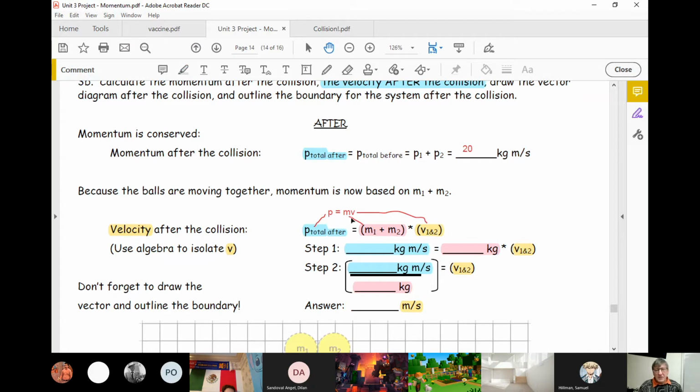Okay, so P equals mv, but we're looking at the momentum after, which we know already is 20, because it's the same as the momentum before, because momentum was conserved. So anytime it has momentum, I can put that 20 in there.